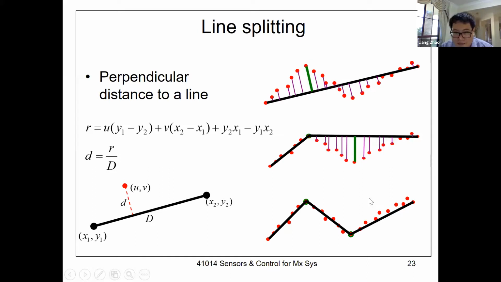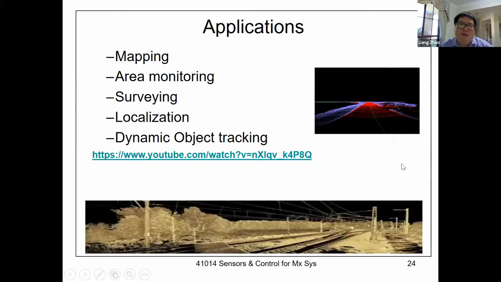Right, so this is the technique for how to fit lines from laser data. All right, so there are some applications. Most applications are about mapping, area monitoring and localization, and they also use it for object detection. The most commonly used application at the moment for 3D LiDAR is autonomous driving. For every single autonomous driving project, they are using 3D LiDAR.